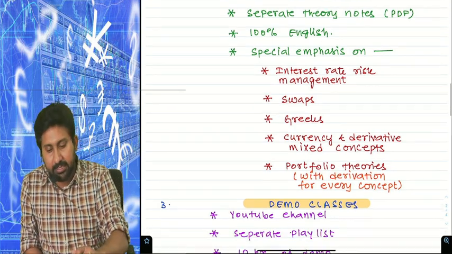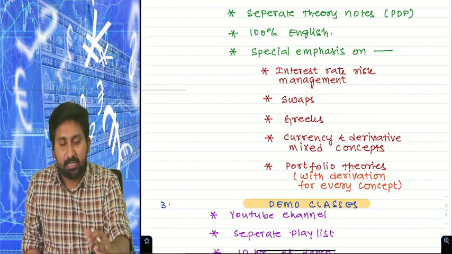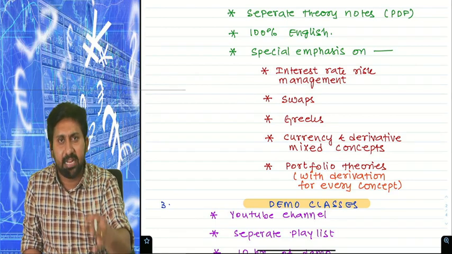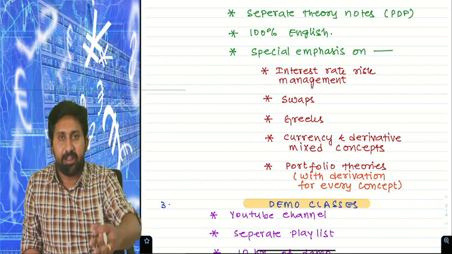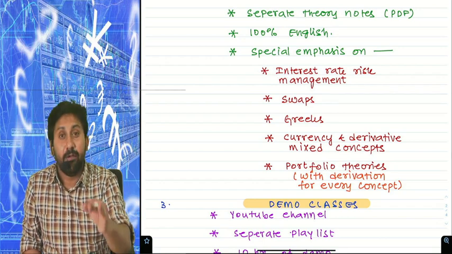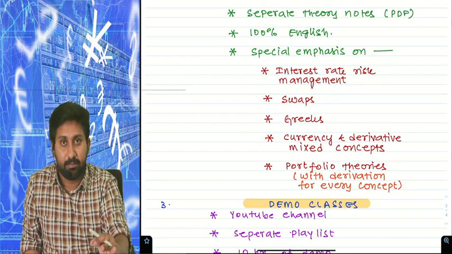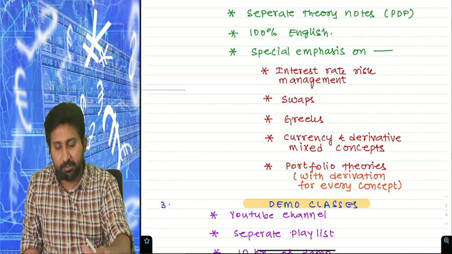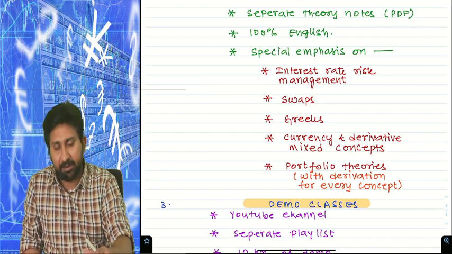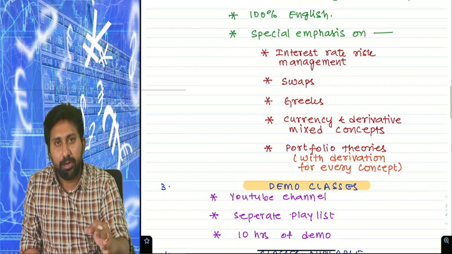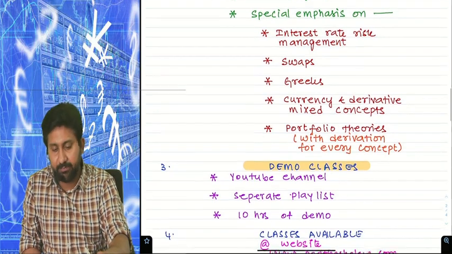Next, a separate theory notes PDF will be given. Since we are keeping the cost as low as possible, and the cost and every detail will be coming out very soon, separate theory notes will be given as a PDF. 100% English is the medium of instruction.